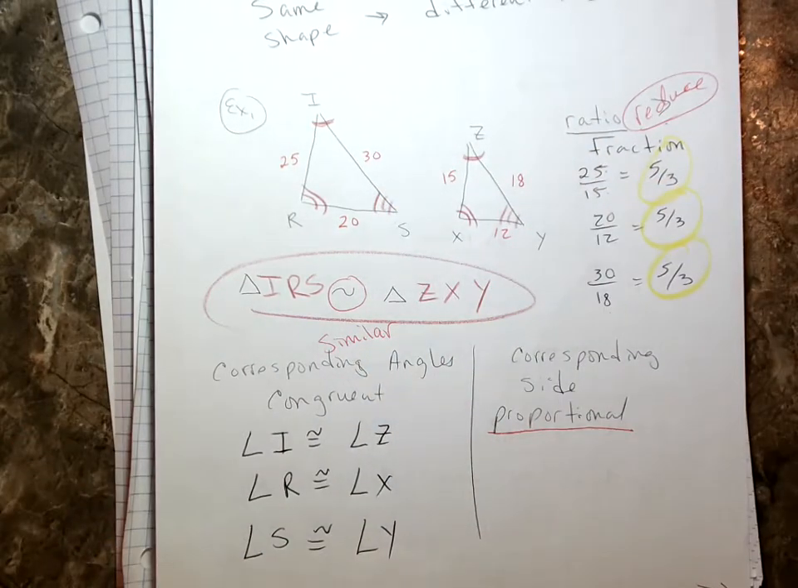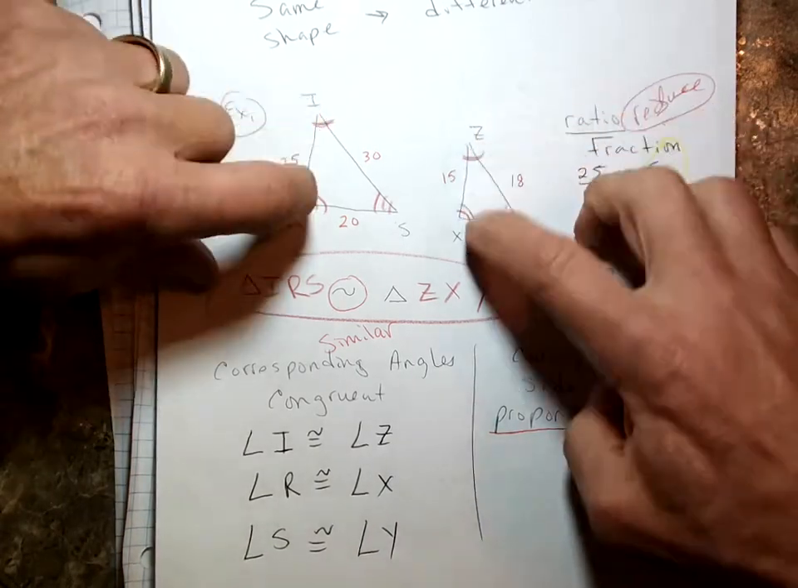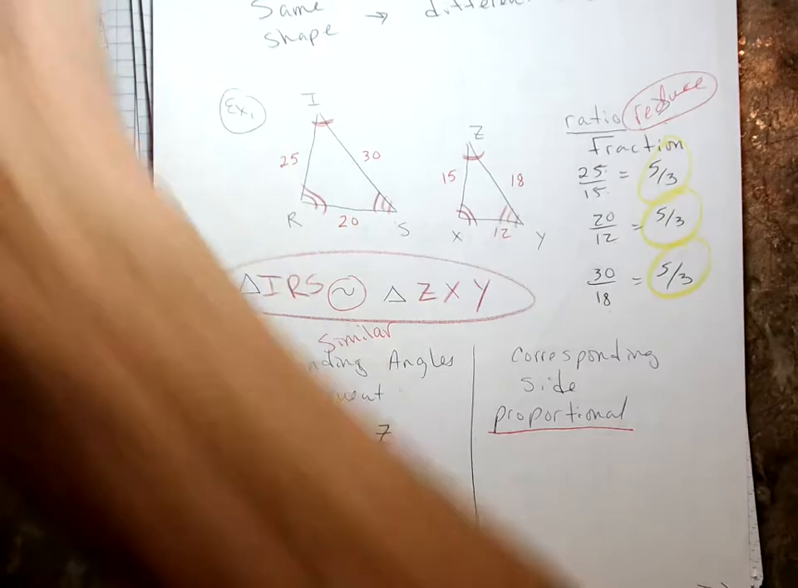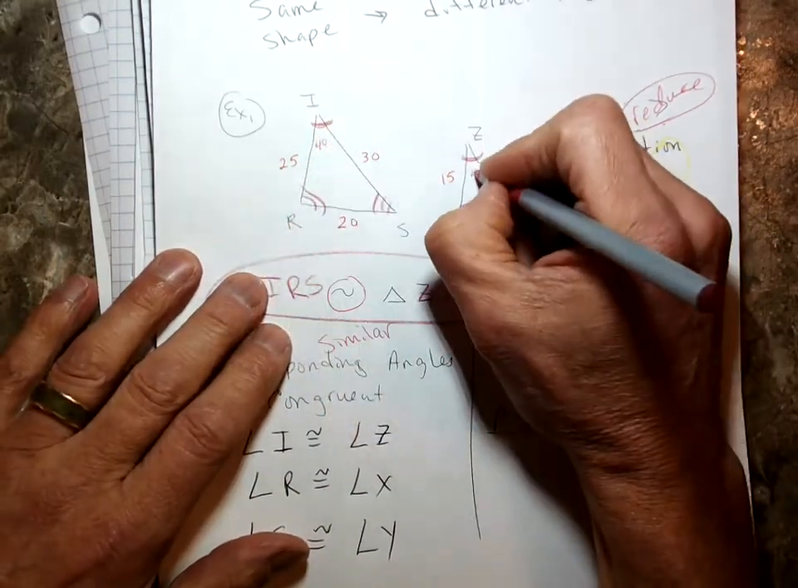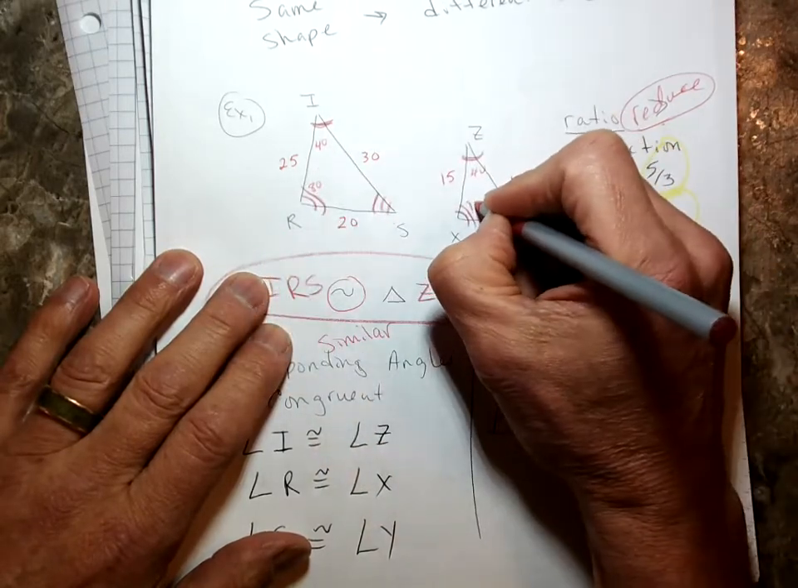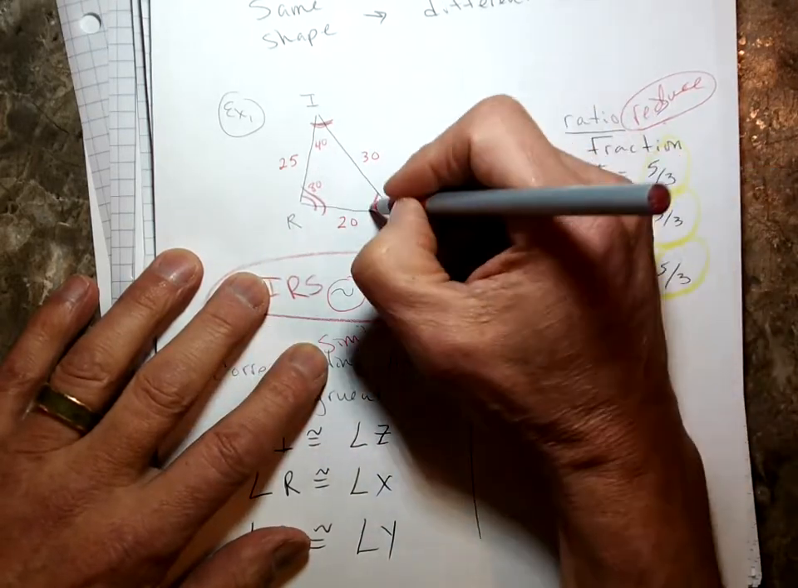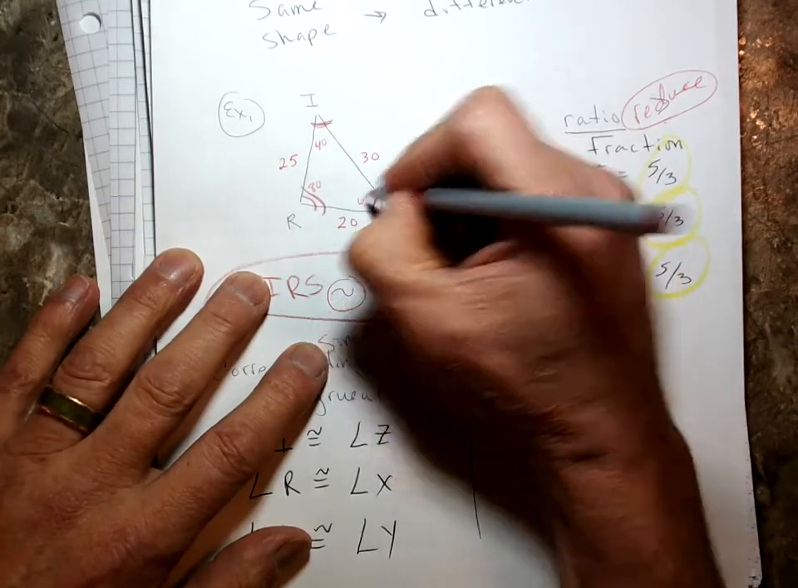So now we know that if figures are similar, then their corresponding angles are equal. Let's say this is 40 degrees. This would be 40 degrees. Let's say this is 80 degrees. That's 80 degrees. That means this would have to be 60, because that's like 120. So it'd have to be 60 and 60.